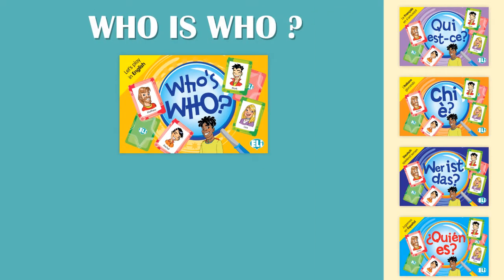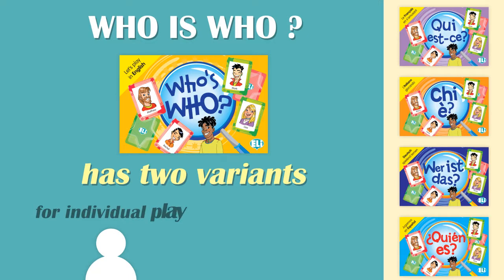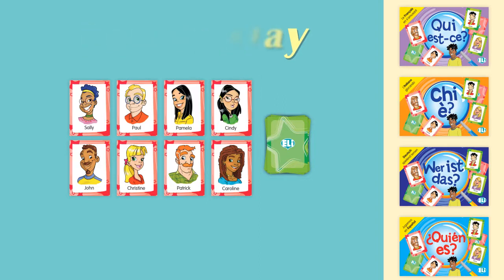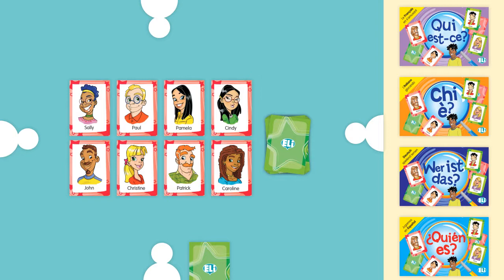Who is Who has 2 variants for individual play and for team play. In individual game 1, player picks up a card from the green deck without showing the other players. This is the mysterious character that your playing partners have to discover. In turn, the players ask questions about the physical aspects of the character on the other player's card. Answers must only be yes or no.